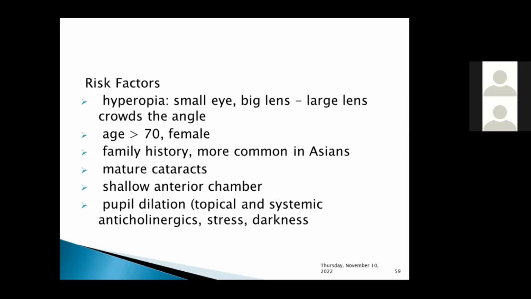So the risk factors: hyperopia. So hyperopia for angle closure, myopia for open angle. Usually females above the age of 70, patients with a big lens, and family history is always there. Mature cataract, as I showed you. If the iris-lens contact is strong, the angle will be closed. Shallow anterior chamber, pupillary dilation. That's why sometimes when you give medication like topical anticholinergics, they might induce angle closure glaucoma.